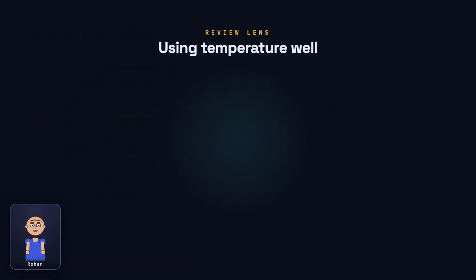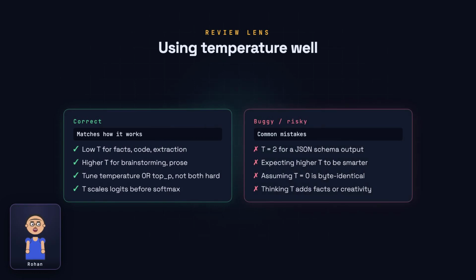Here's your review lens. For structured or factual work, keep temperature low so the top token dominates. For creative work, raise it, but clip the tail with top P. Adjust one knob at a time. And remember what temperature actually is: a divisor on the logits before softmax, nothing more, nothing less.